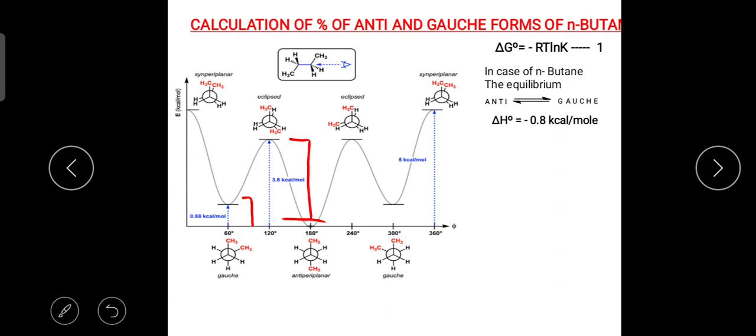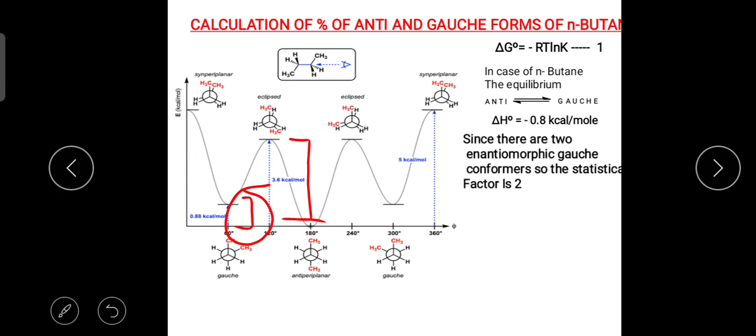This energy gap between two conformers is minus 0.8 kilocalorie per mole, and this energy gap occurs due to the butane-gauche interactions. So in the case of these conformers, there are two enantiomorphic gauche conformers. First one is this and second one is this.